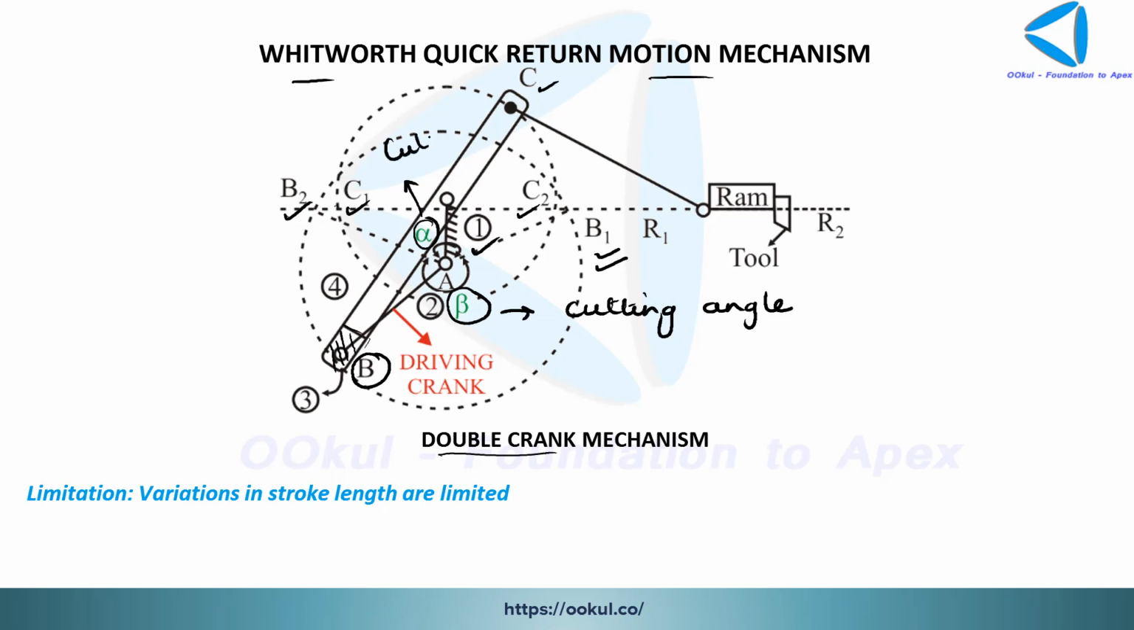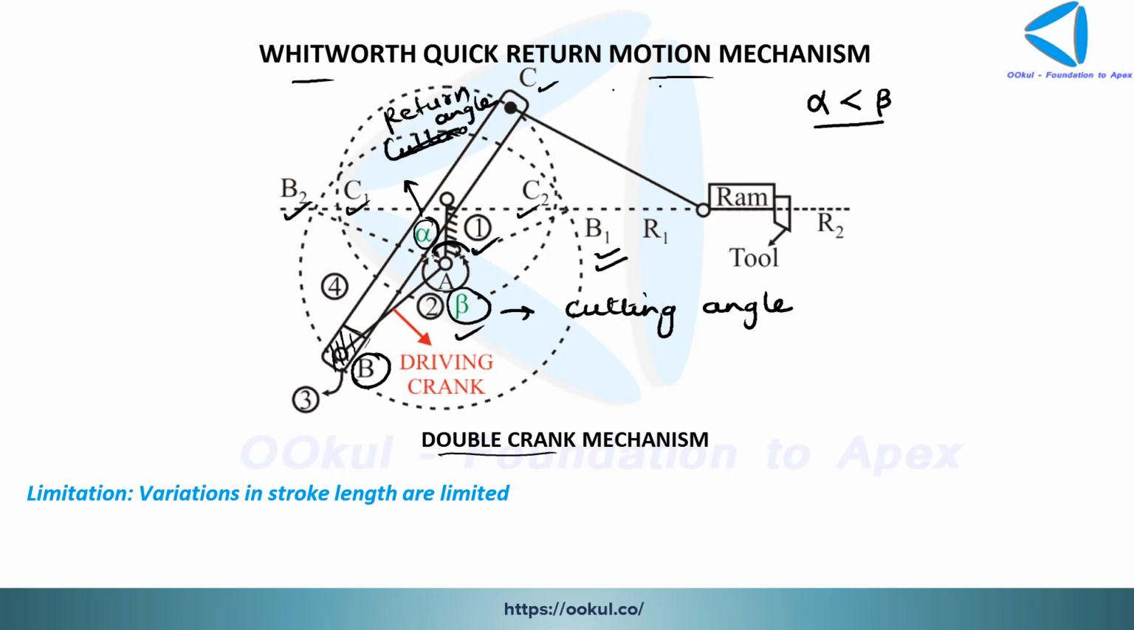Sorry, this is your return angle. Clearly you can see from here that this return angle alpha is less than beta. So that's why we call it a quick return mechanism.